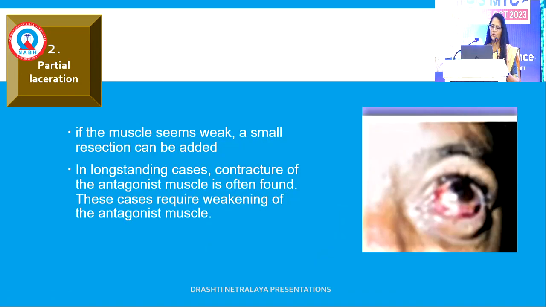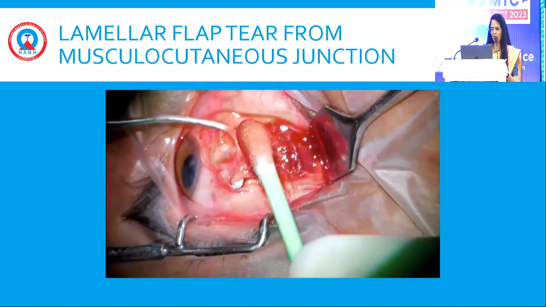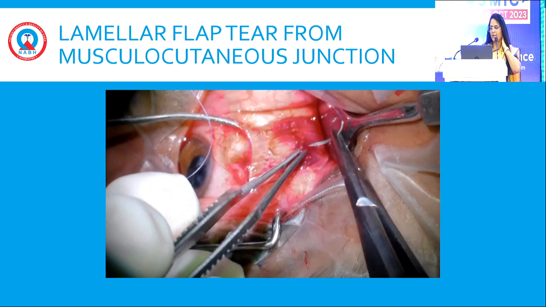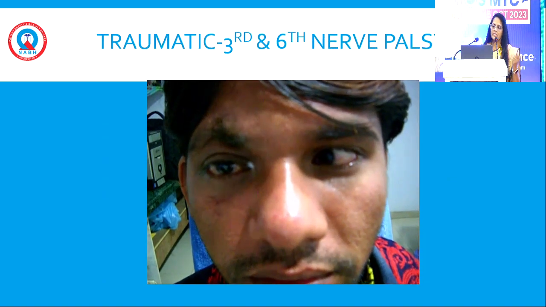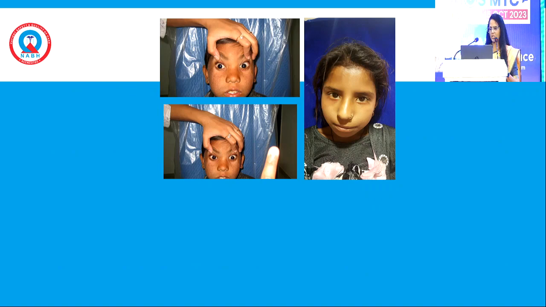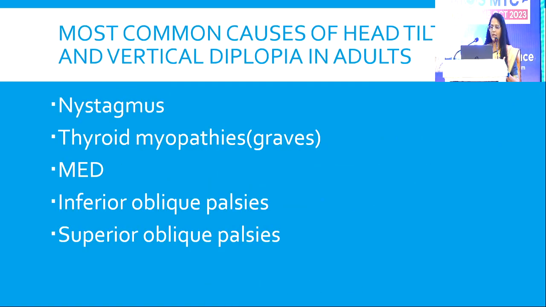Partial laceration of muscle, everybody knows how to search and fix it, so that can be a cause of this. Flap tear of the muscle also can cause paralysis later on. So you need to treat immediately. When there is traumatic third and sixth both nerve palsy, usually the eye is ortho in primary gaze, so don't do anything. Duane's retraction will not work here. Mobius syndrome also, it's very difficult to take care.